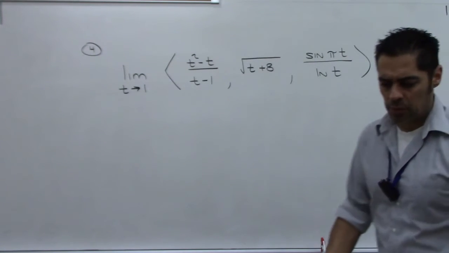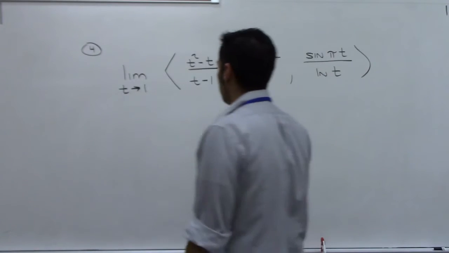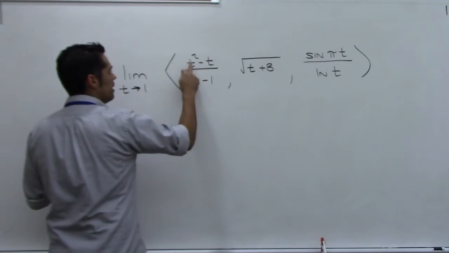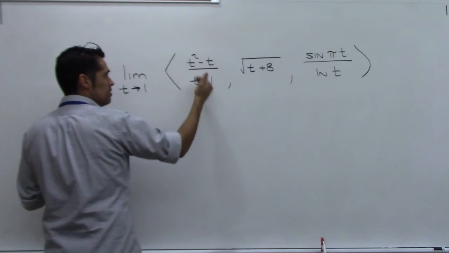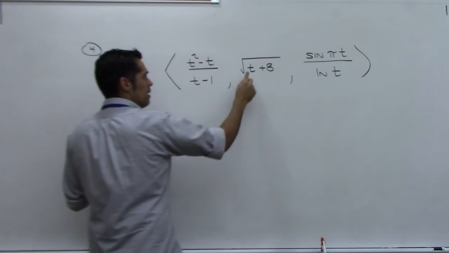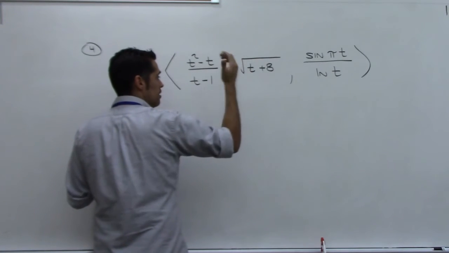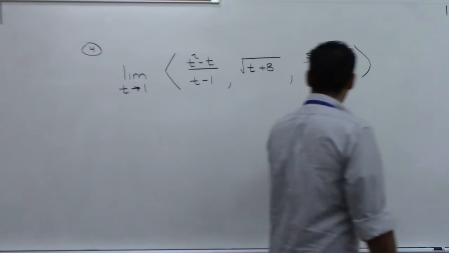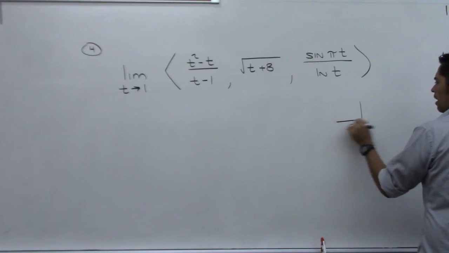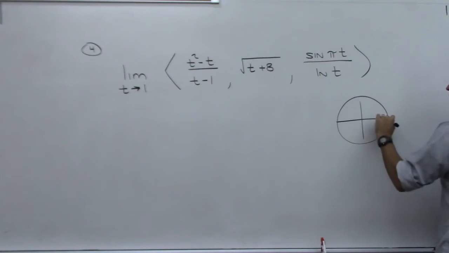So let's see if we have any problems. Let's look at each of the components. As t goes to 1, I get 1 squared minus 1 at 0 over 1 minus 1 at 0. So I get 0 over 0 here. That's a problem. I plug in 1 here, I get 9. Square root of 9 is defined. That's okay. Here, sine of pi. So remember, sine is the y coordinate. Okay, pi is over here.